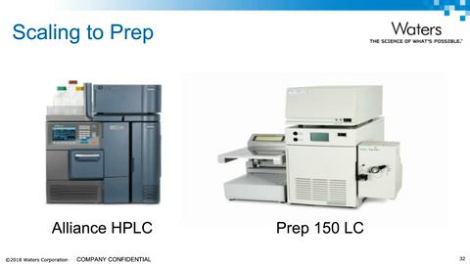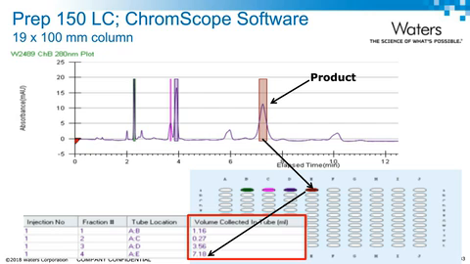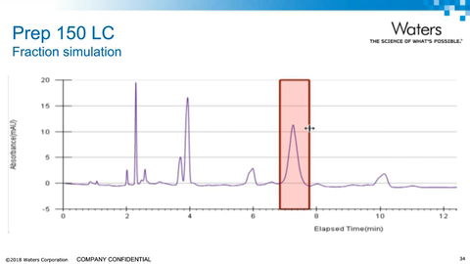The PrEP 150 LC is controlled by Chromoscope software, which is very intuitive and simple to use. It has nice features like showing you where the fractions are located in the collector bed and giving you information about the fraction tubes. Because I wasn't really happy with the parameters that I had set for the original collection, I decided to optimize the collection using fraction simulation. You're able to do this by dragging the collection bar on the chromatogram to the areas where you would like to collect.